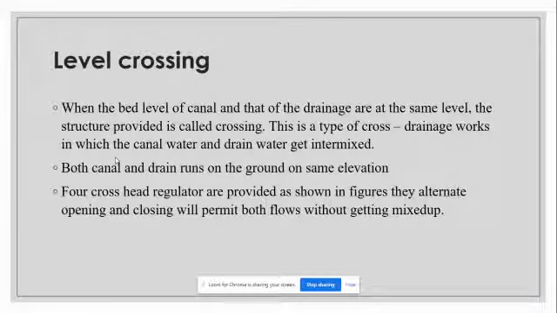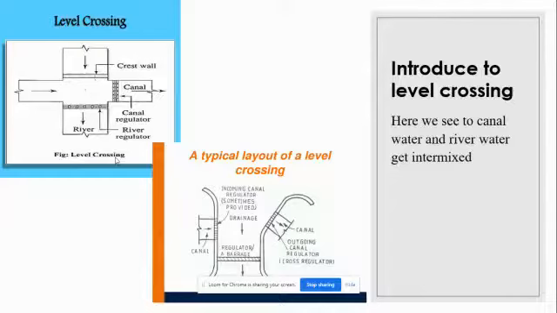Third point, four cross head regulators are provided as shown in the figure. Their alternate opening and closing will permit both flows without getting mixed up. It is the most important thing. I am teaching again about the cross head regulator. There are four cross head regulators provided in this figure, and the alternate opening and closing will permit both flows without getting mixed up. It is a level crossing.